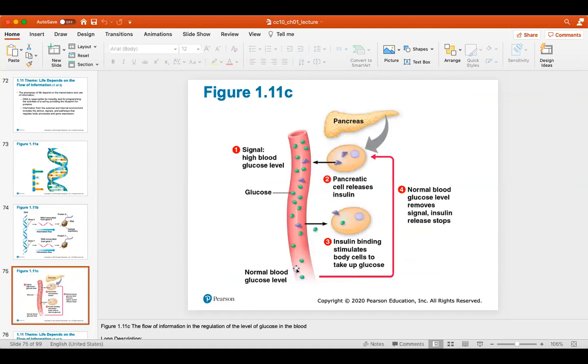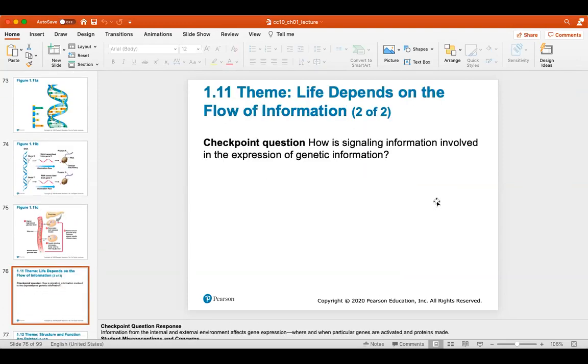An example, the flow of information and the regulation of the level of glucose in the blood is also important. So a signal in your blood might signal that there are high blood sugar levels, or high glucose levels. In response to that, your pancreas will release insulin, and insulin will bind to cells and tell them to pick up extra glucose from your bloodstream to try to get your blood glucose levels back to normal. When blood glucose levels get back to normal, the insulin levels will drop.